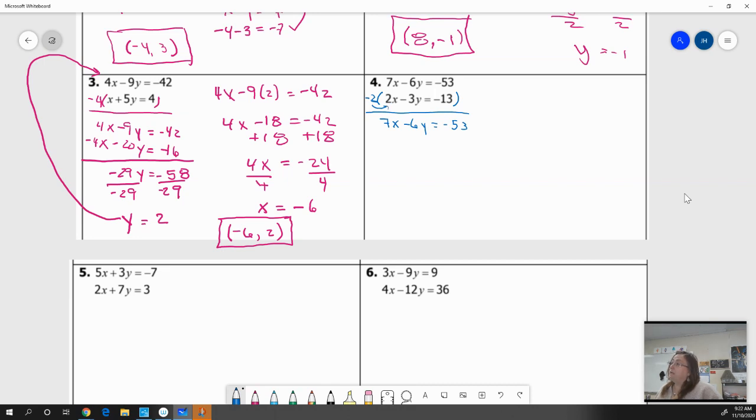Negative 2 times 2x is negative 4x. Negative 2 times negative 3y is plus 6y. It's our whole reason for being, was to create that opposite. And negative 2 times negative 13 is positive 26. And then we can just add these together, right?